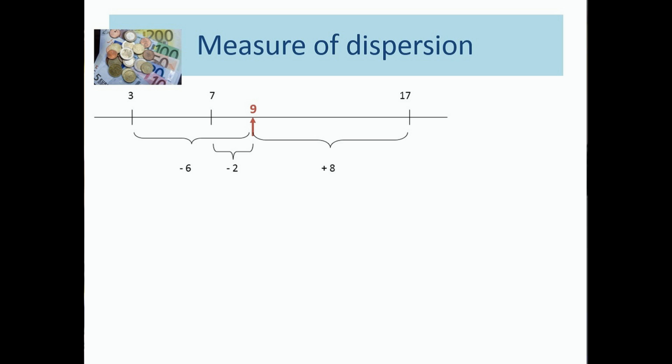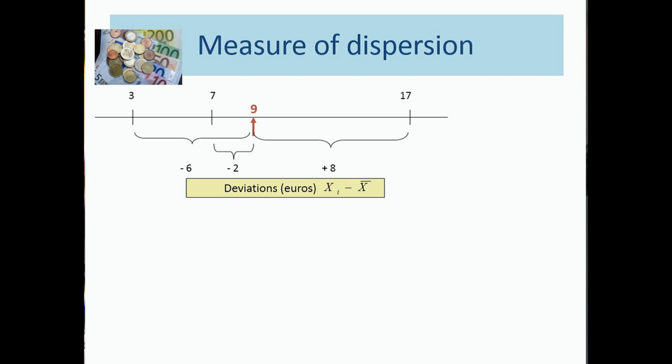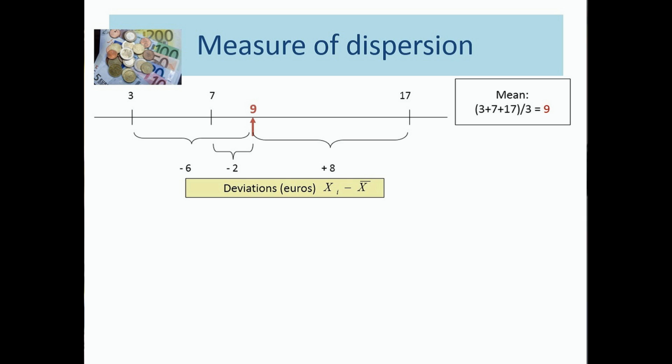We will calculate a measure of dispersion involving all observations by focusing on the deviations. The deviation of an observation is defined as the observation itself minus the mean. It's easy to calculate in this case that the mean pocket money equals 9 euros per week. So in this example, the deviations are minus 6, minus 2, and plus 8.